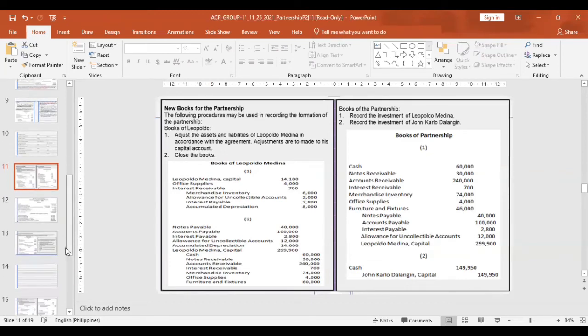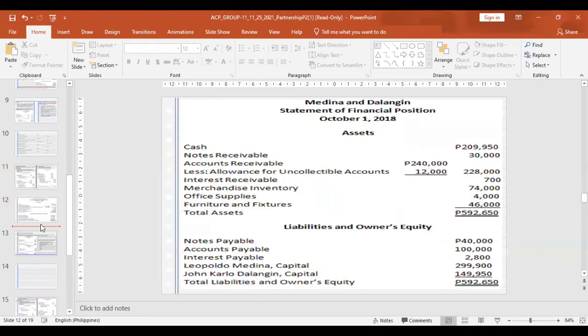So, mag-end na in 1 minute. So, ganito yung bagong statement of financial position. Medina at Dalangin, partnership na sila. So, tingnan nyo. Meron ng Giancarlo Dalangin dyan, capital na naka-record. 149,950. So, ayan, balance pa din.